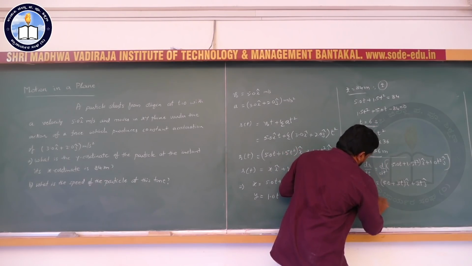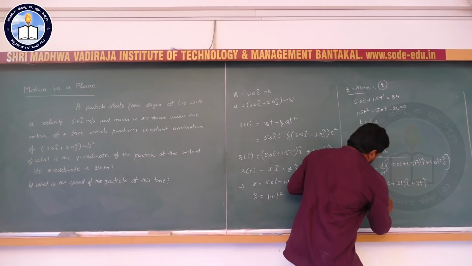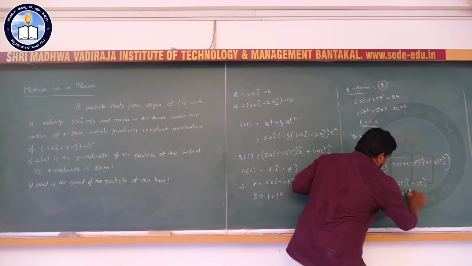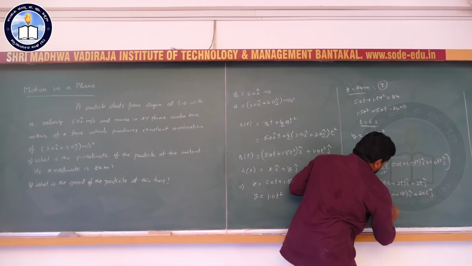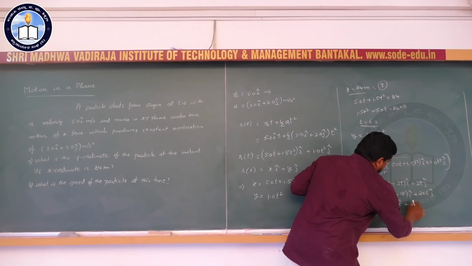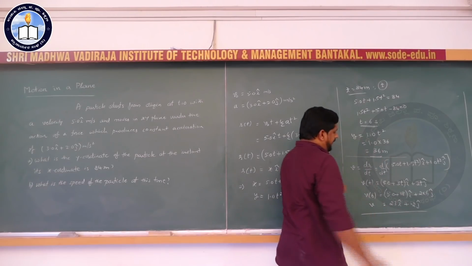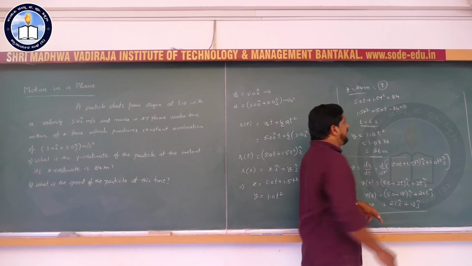So, at the 6th second, V of t is equal to 5.0 plus 3 into 6, 18, into i cap plus 2 into 6 j cap, that is nothing but 23 i cap plus 12 j cap. V will be equal to 23 i cap plus 12 j cap.